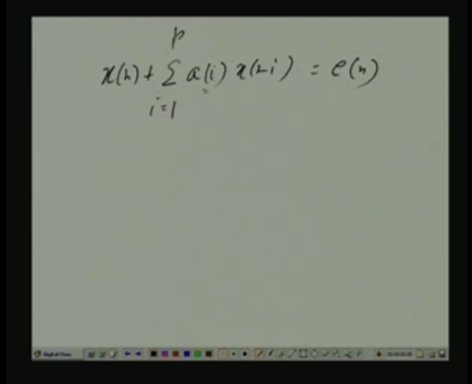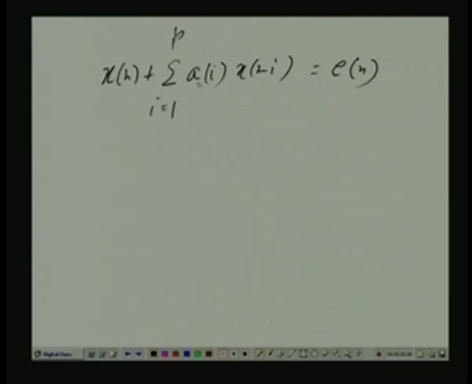Alternatively, you have also shown that even if there is no such model, you want to just predict x n linearly from its past p values, x n minus 1 to x n minus p, and let the prediction coefficients be minus a I. Then the error will be what you see here on the left hand side, and you get a similar equation. So, both linear prediction and error modeling give rise to the same equation.